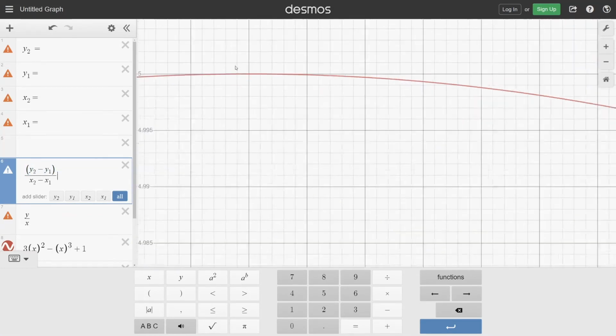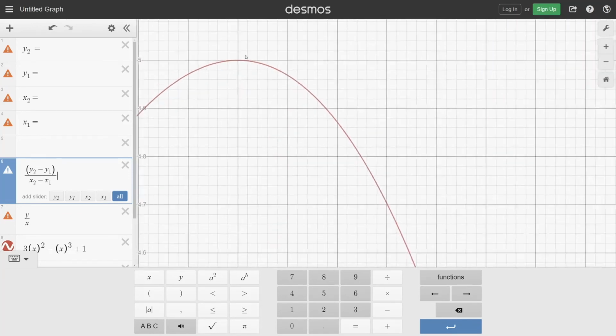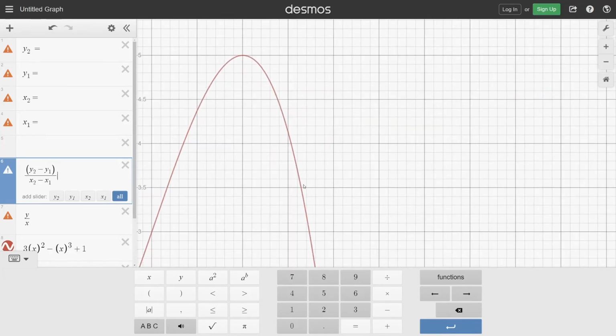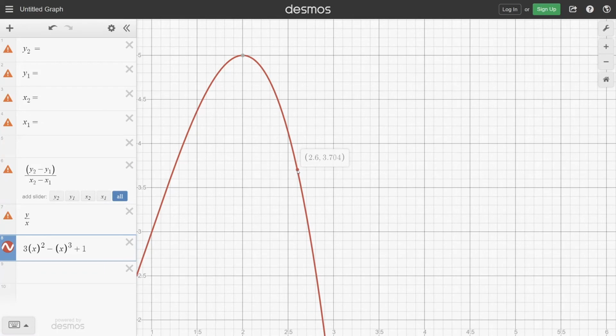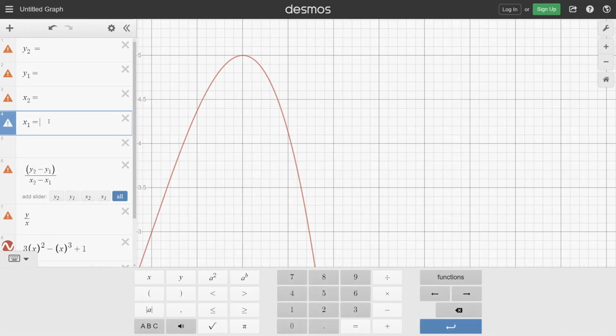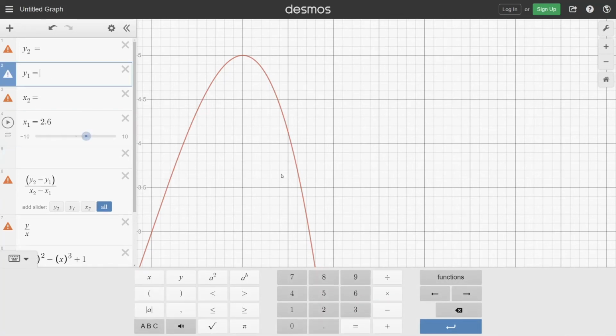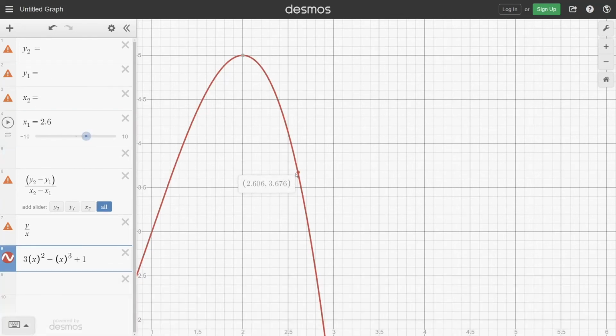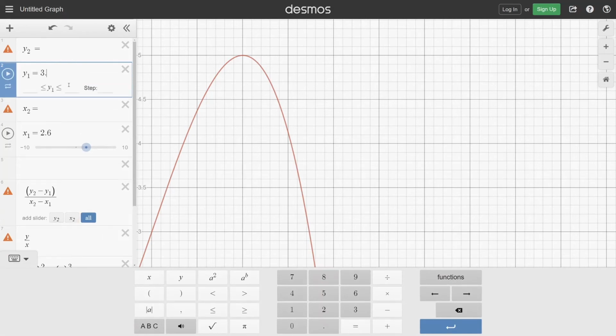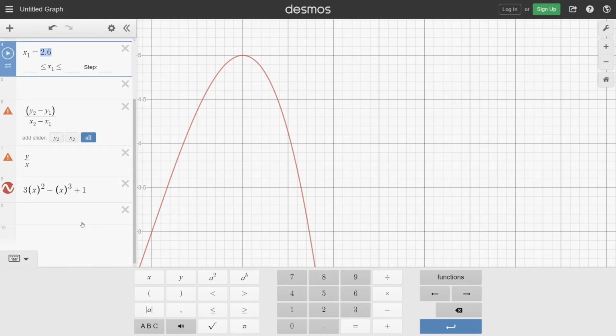If we wanted to use another point to find the instantaneous rate of change, for example, this point over here, 2.6, we could substitute those in. So again, our first point is 2.6 and its corresponding y value. Oh no, I lost it. Give me a second. 3.704. We would substitute a value that's very close to 2.6 into our graph.